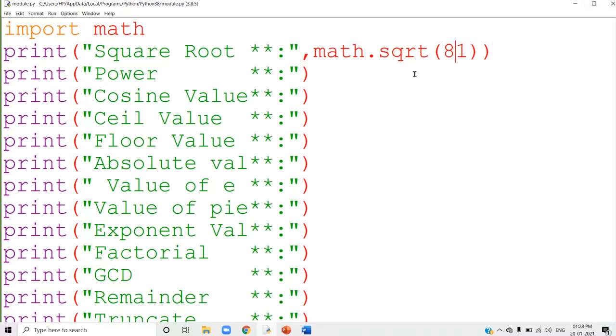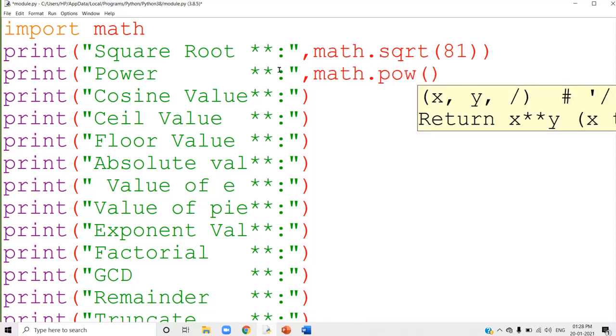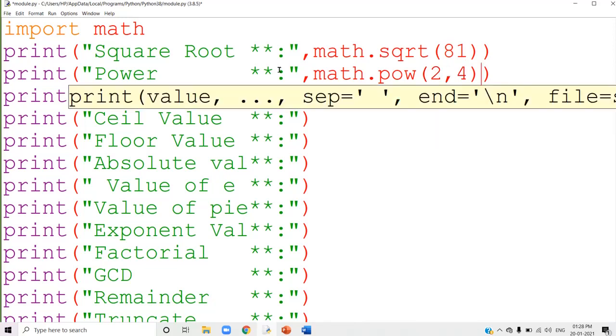Now, next, power. We have a function named pow, P-O-W, that I can use like this: math dot pow, inside the bracket. There will be two arguments, 2, 4. Can you say what this function is doing? It will calculate 2 raised to 4. Pow of 2, 4 means 2 raised to 4 will be calculated. I'll run the program and see the answer.